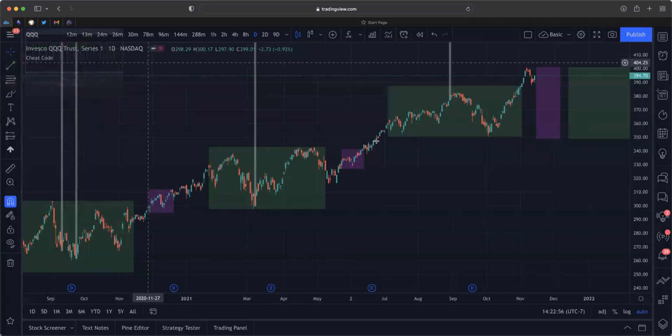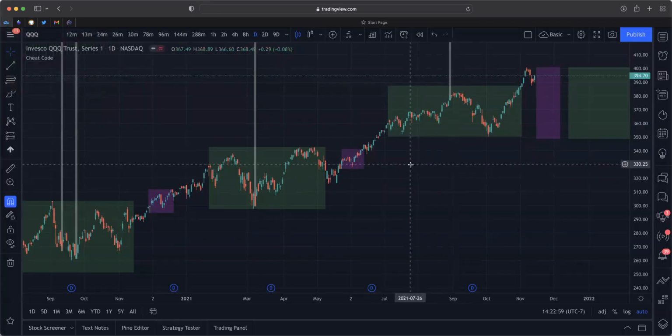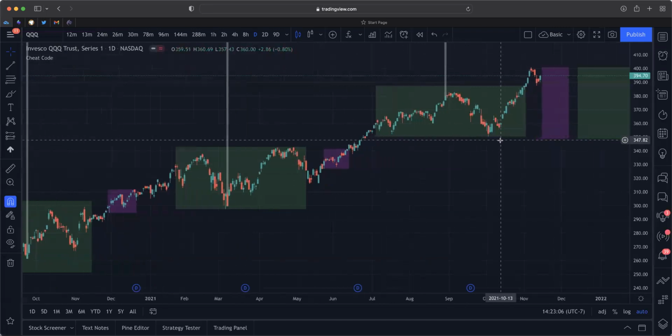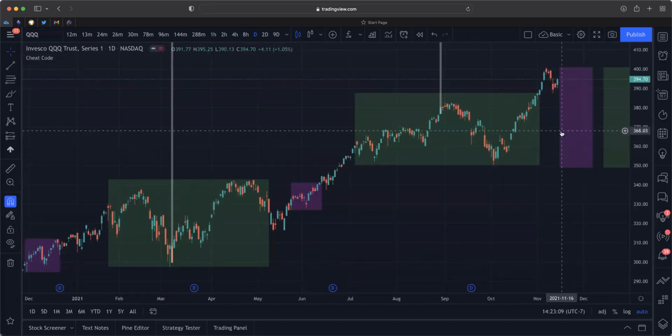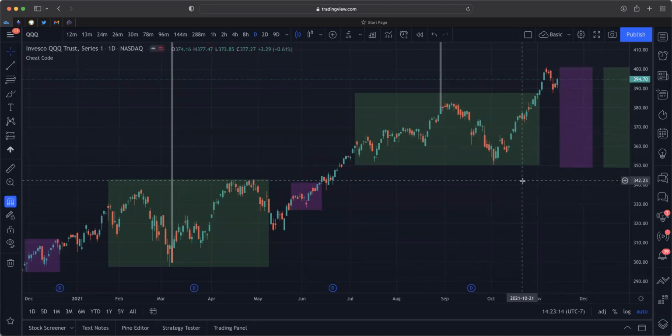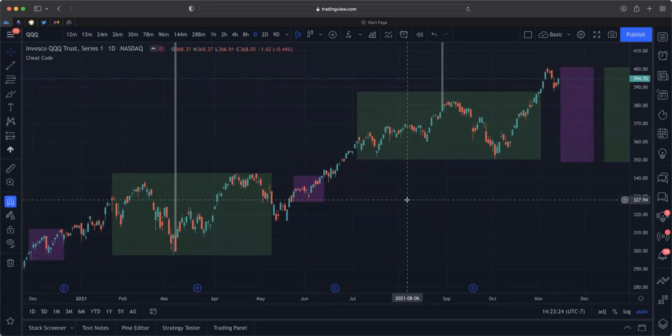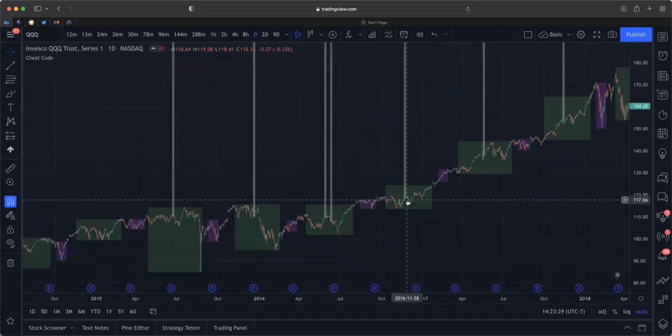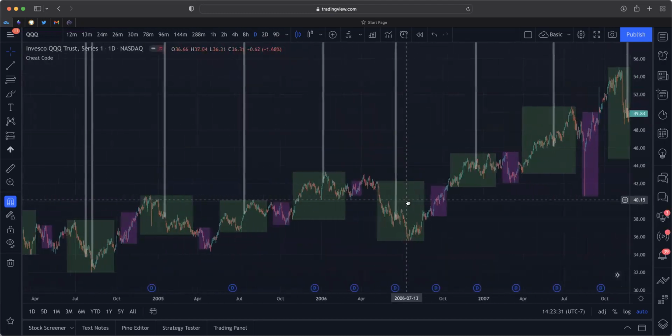Okay, so let's go and take a look at the Qs from the standpoint of the new cheat code script that I created. This script is based on lunar cycles, and it draws green periods and purple periods on the screen. And these are areas of similarity in the lunar cycles. It's really interesting when you look at lots of these, you start to see some common patterns. One of the cool things about this script is it goes all the way back to like 1985.